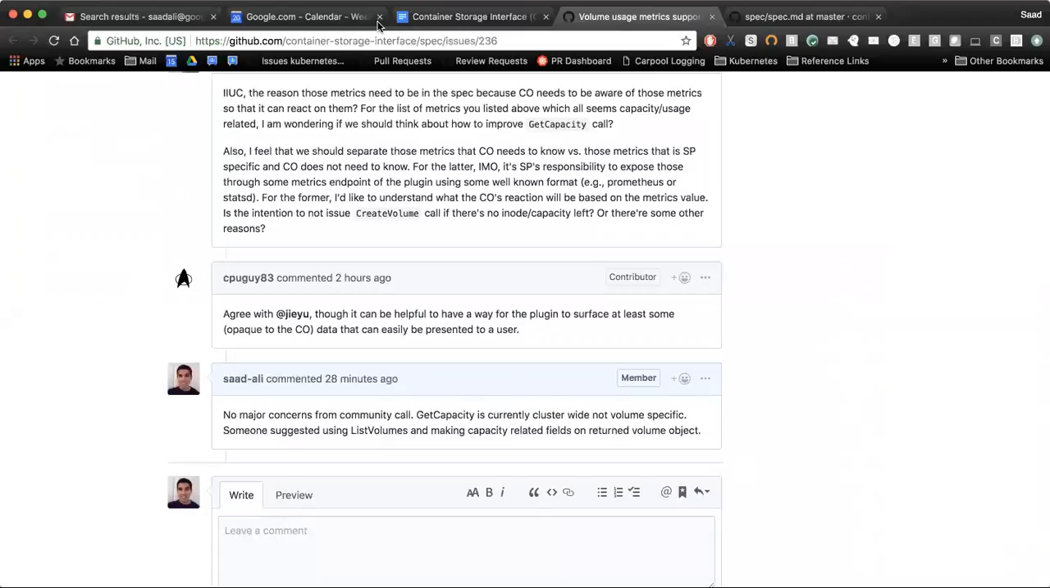Yeah, that makes sense, because for a lot of volume plugins, in order to get the capacity, they're basically just going to do a DU operation or stat. Or stat, yeah, and that would have to happen on the node.